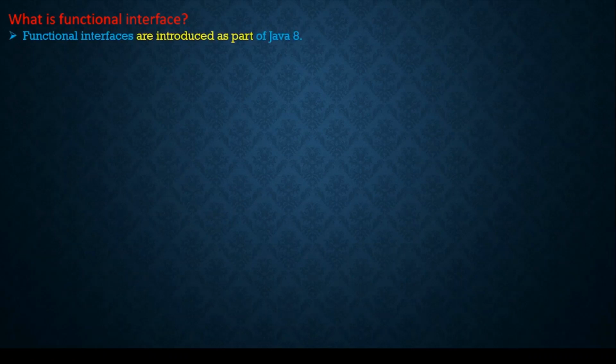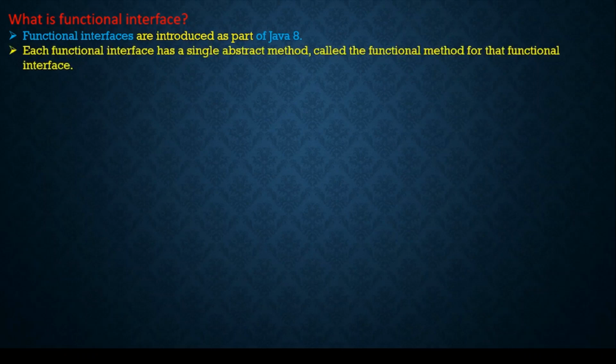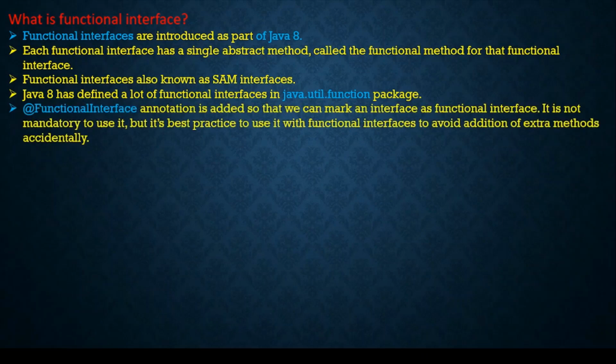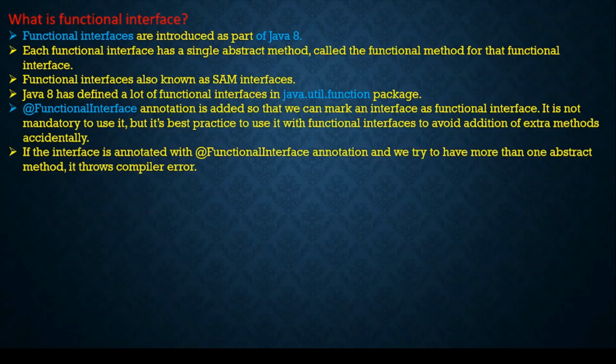Functional interfaces were introduced as part of Java 8. Each functional interface has a single abstract method, for example doSomething. A functional interface is also known as a SAM interface, single abstract method. Java 8 has defined a lot of functional interfaces in the java.util.function package. And the @FunctionalInterface annotation is used to mark an interface as a functional interface, and it is optional. I have already told that.